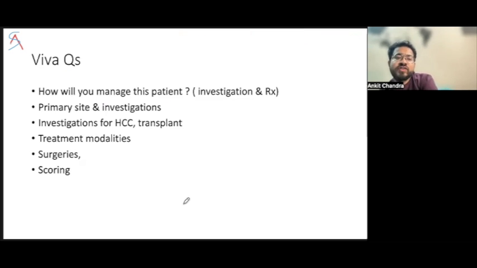So viva questions would be: how will you manage this patient, primary site and investigations, hepatocellular carcinoma, when do you do liver transplant, what are the treatment modalities, what are the surgeries, what are the scoring systems, like Child-Pugh score, and there are a lot of other scores. So all those things you have to read and remember for your exam.